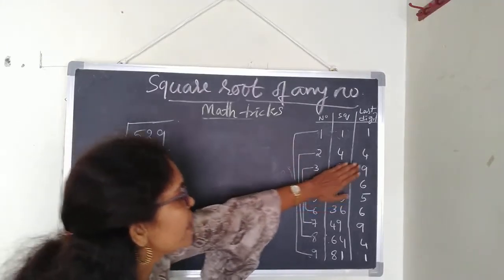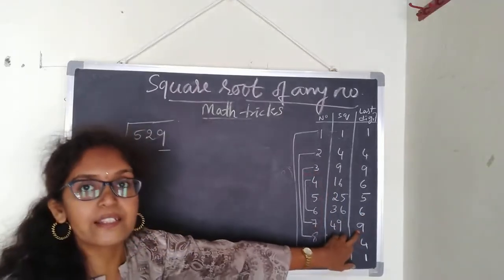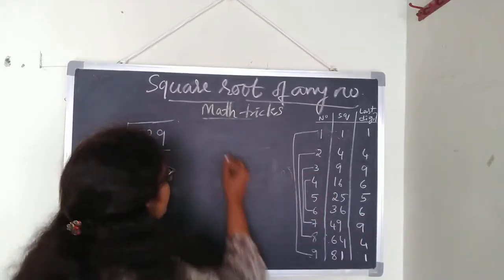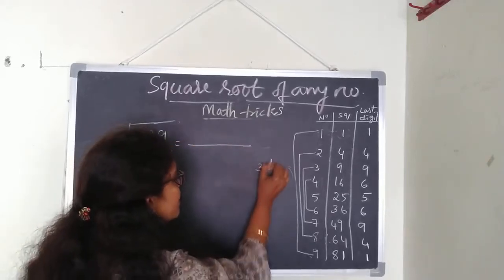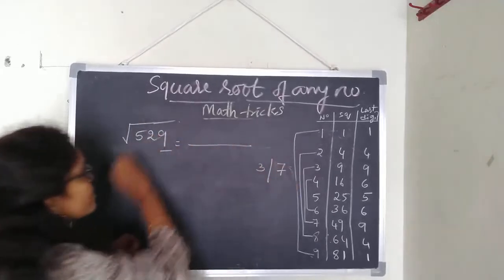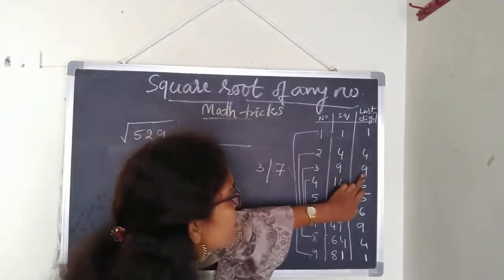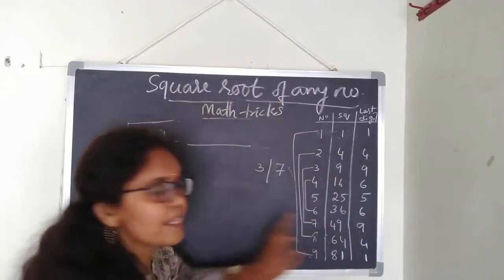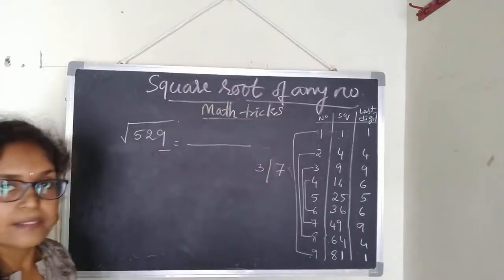So the square root number, the last digit is 9 means either it should be 3 or 7 is the last digit of the square root value. We don't know which, that's why 3 or 7 will be the last digit of the square root value, because the last digit is 9 for 3 and also for 7. So it must be that the last digit is either 3 or 7.